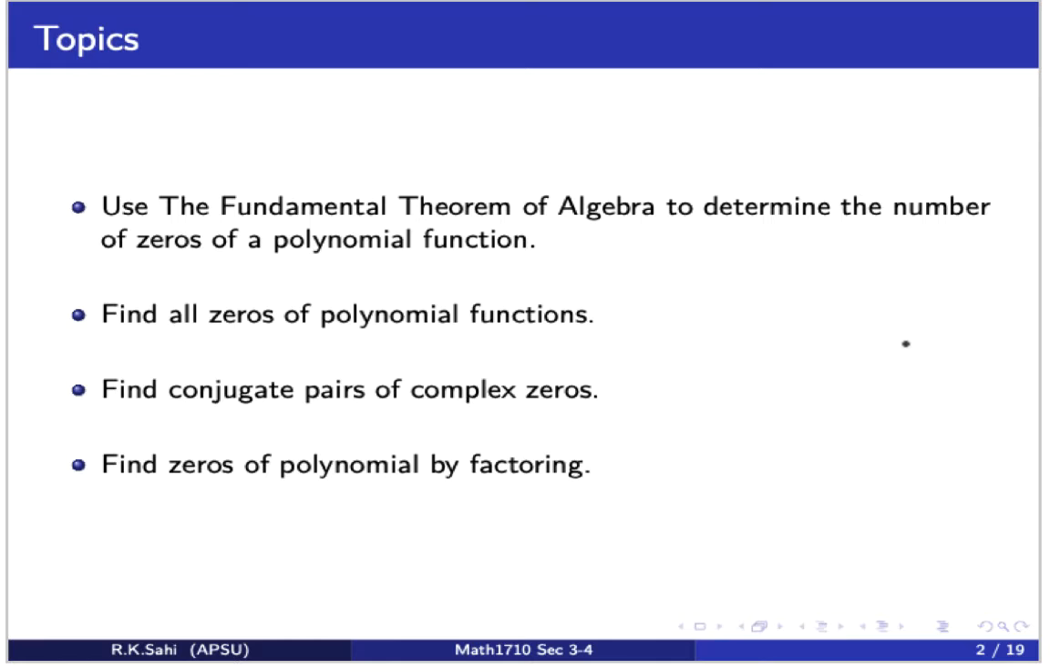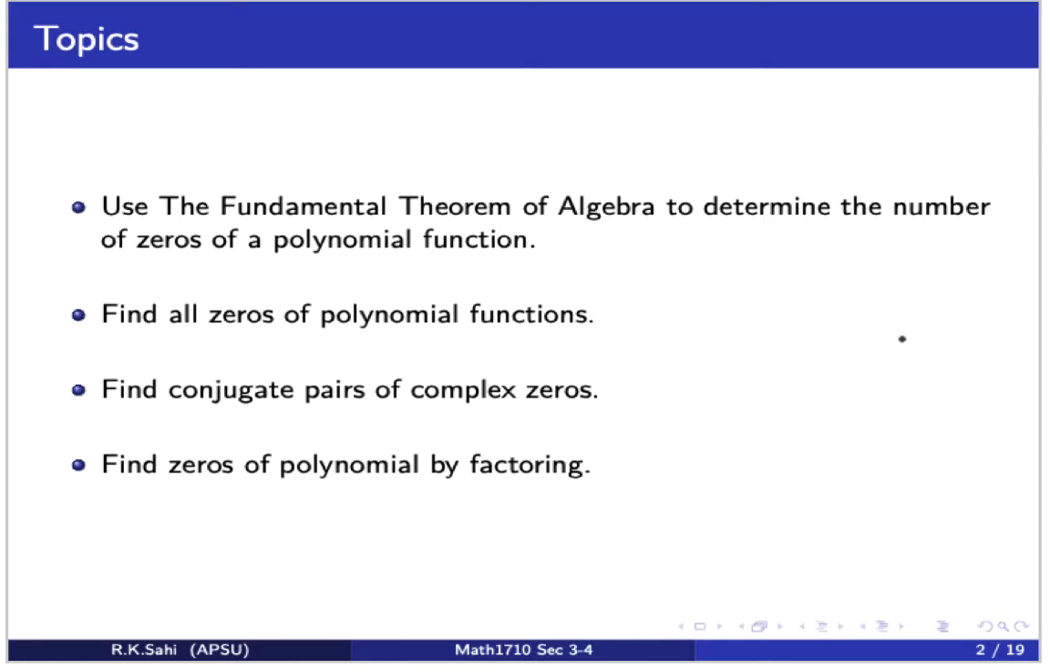We will use the fundamental theorem of algebra to determine the number of zeros of a polynomial function. Then we will also use it to find all the zeros of polynomial functions. If our zeros are complex zeros, then what is the relationship of conjugate pairs? And also find zeros of polynomials by factoring.